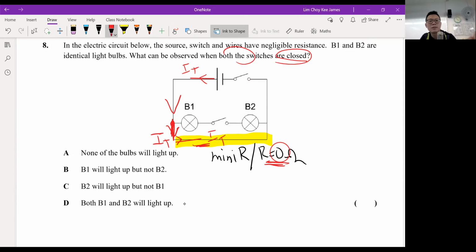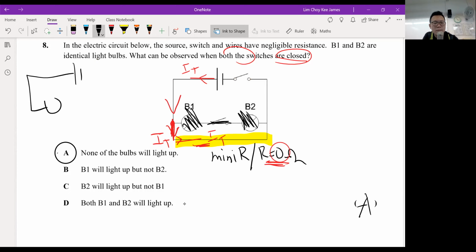And because of this, in B1 and B2 no current will flow, even though the switch is closed. No current will flow at all. They will be bypassed, and because of that, both your light bulbs will not light up. So that's why your answer is A. Just take note, this particular arrangement is different from this arrangement.